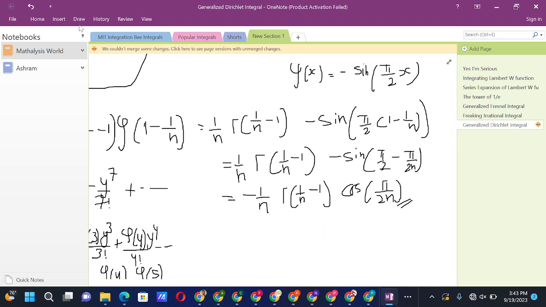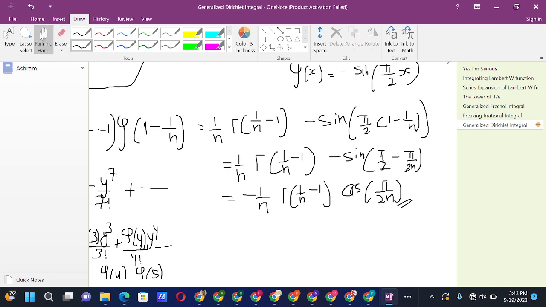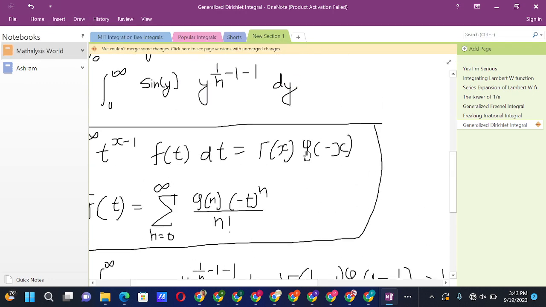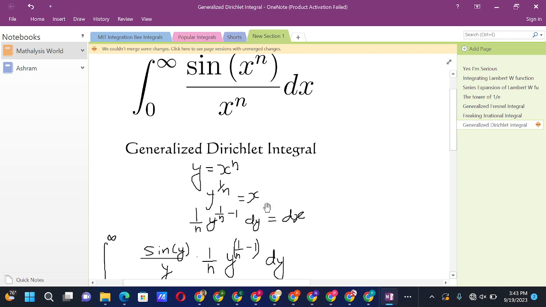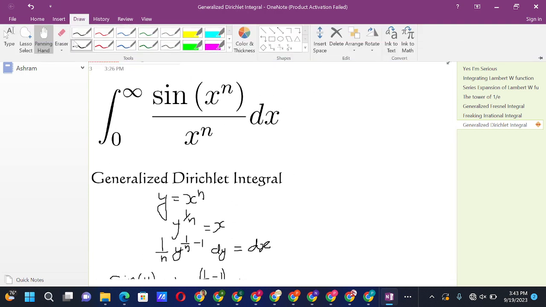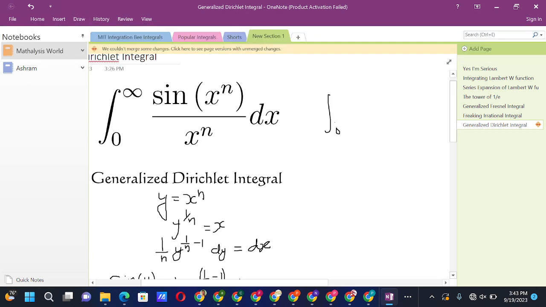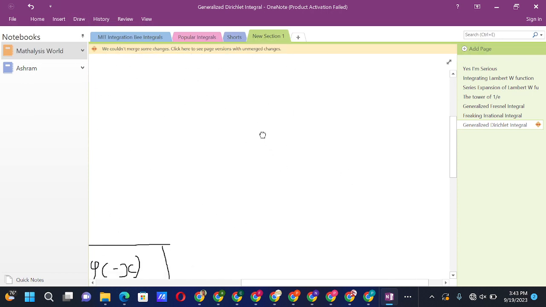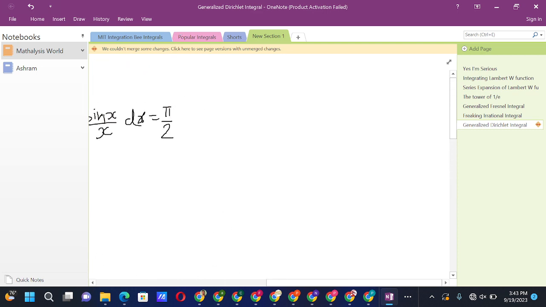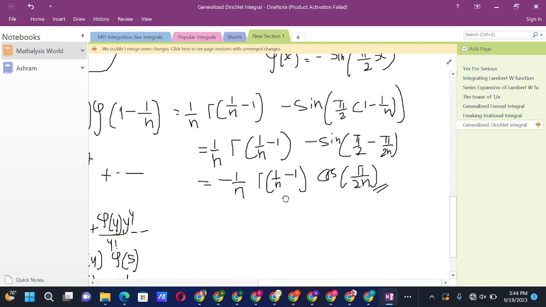And now if we want to check, we actually know a value for this integral. If n is equal to 1, the integral from 0 to infinity of sine x per x, this is just a Dirichlet integral that we all know, and its value is pi by 2. So we can check with n equals 1 in our answer to be sure if it works or not.